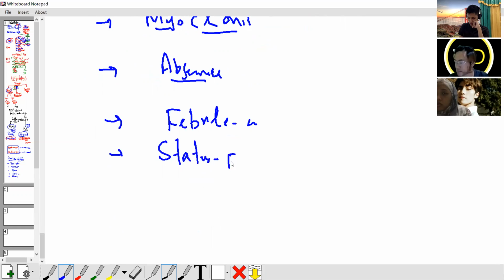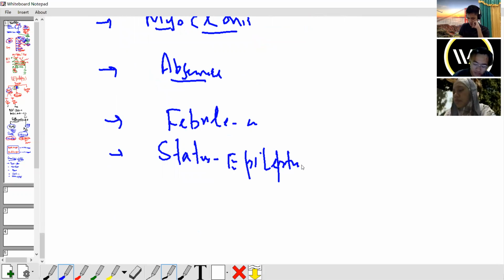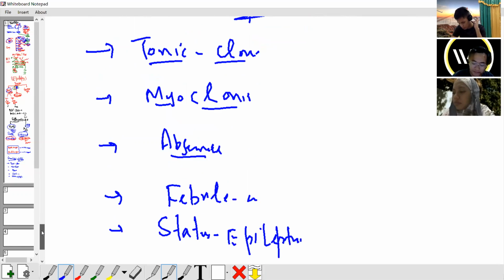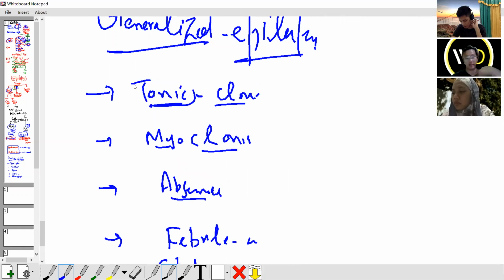Status epilepticus. Okay. Tonic-clonic. Tonicity. Clonicity. Tonic word is for contraction. Hypertonia. Tonic.